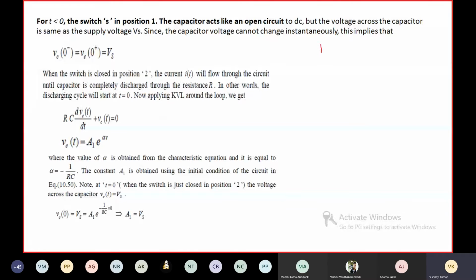For t greater than 0, what will be the circuit? The circuit would be like this.